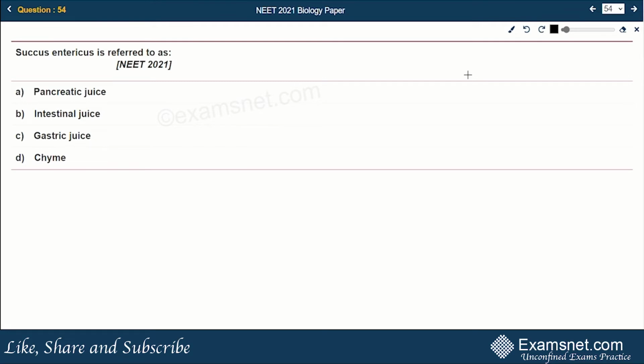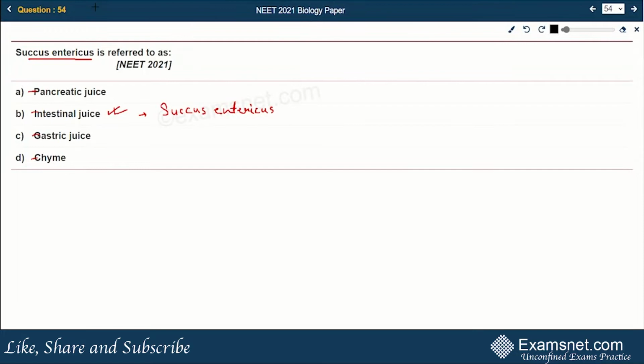Now come to question number 54. It is from the chapter Digestion and Absorption. The question says the succus entericus is referred to as, and the options are pancreatic juice, intestinal juice, gastric juice and chyme. So the correct option is option B, that is intestinal juice. That means the juice secreted by the intestine is known as succus entericus.